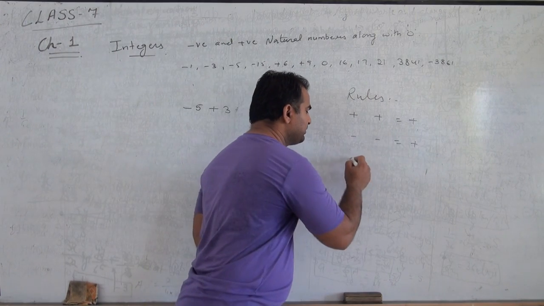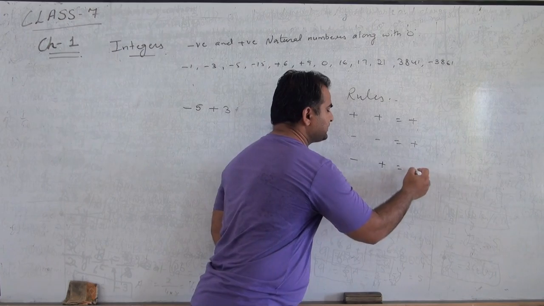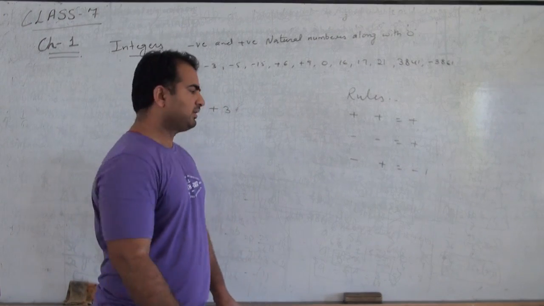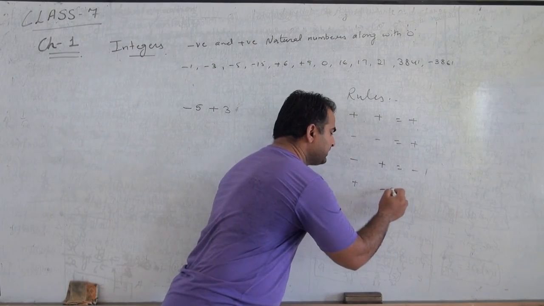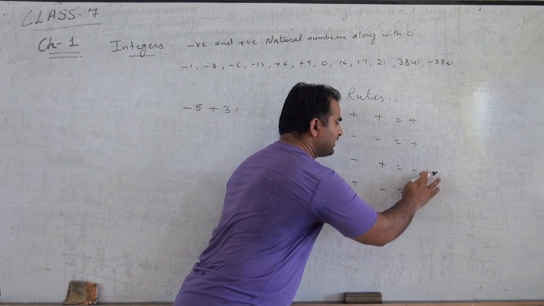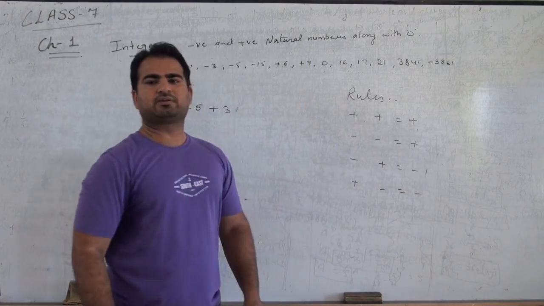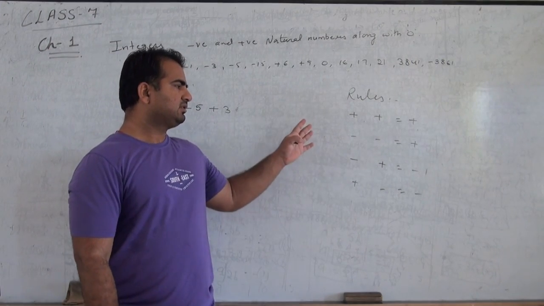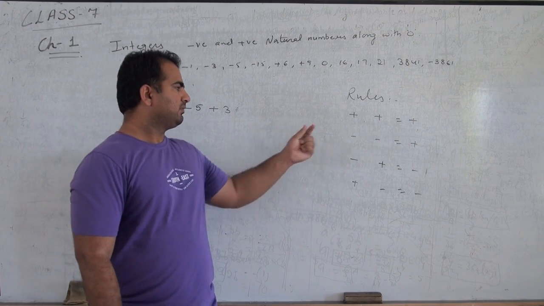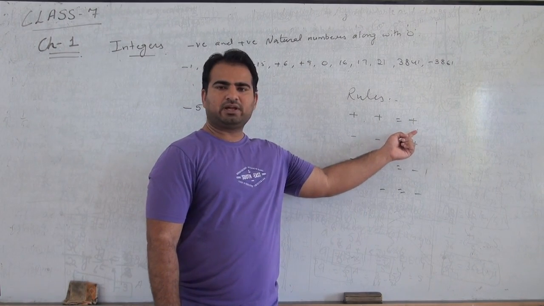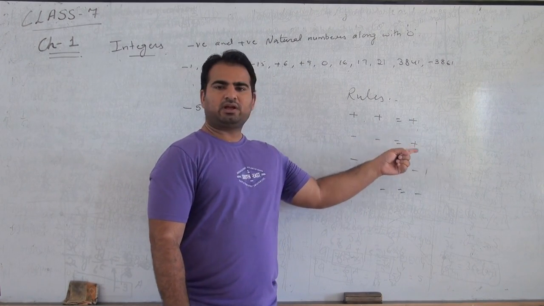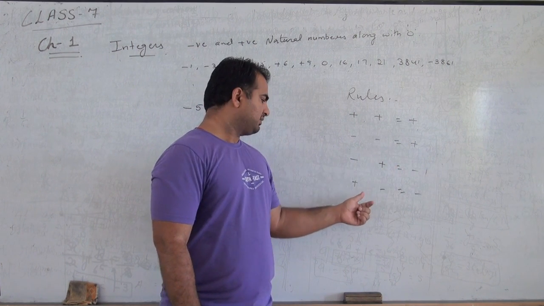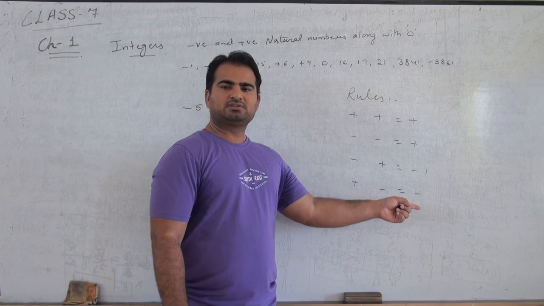If there is a minus sign and a positive sign, we have to subtract. And if there is a positive sign and a negative sign, then also we have to subtract. Done? So class, just do as I say. Positive and positive signs, add. Negative and negative signs, add. Minus and positive sign, subtract. And plus and minus sign, subtract.